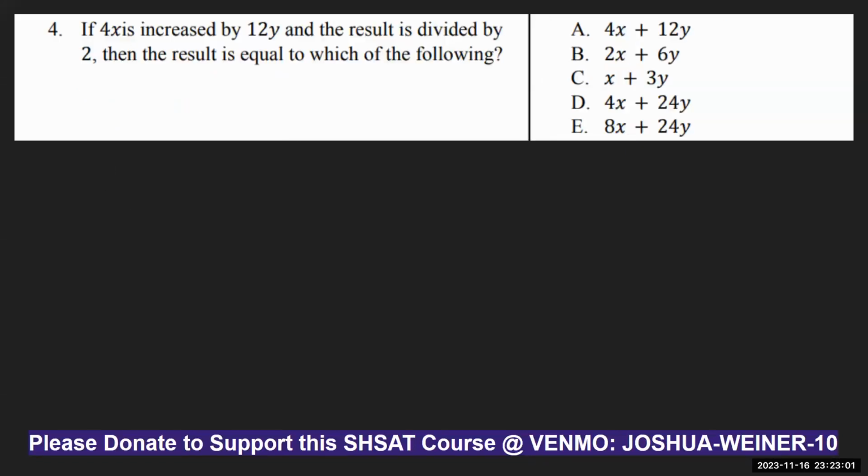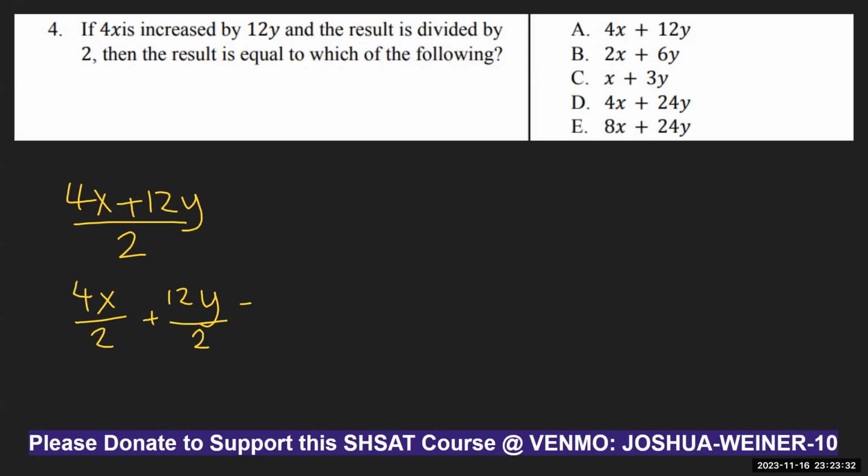Right. So number 4 says, if 4x is increased by 12y and the result is divided by 2, the result is equal to which of the following? Well, let's write it out. 4x plus 12y, but the result is divided by 2, which means that we have to divide 4x by 2, and y, divide that by 2. 4 divided by 2 is 2x. 12 divided by 2 is 6y. The correct answer is 2x plus 6y.